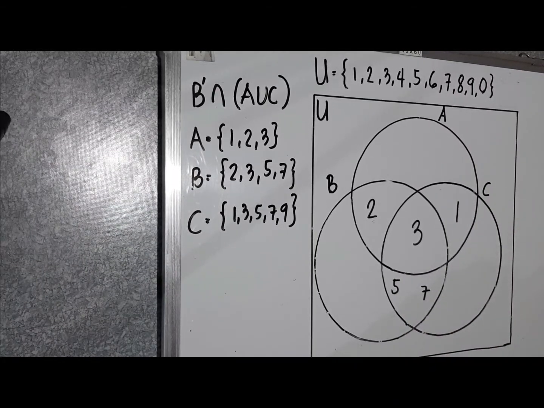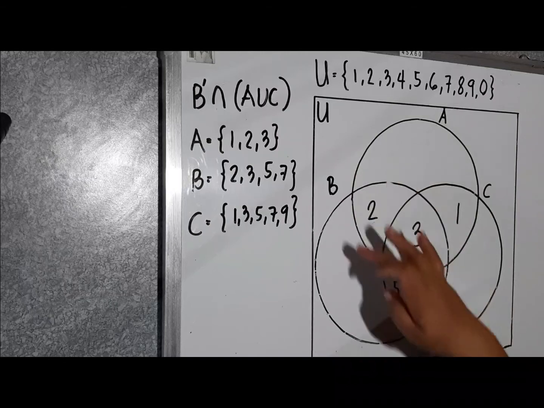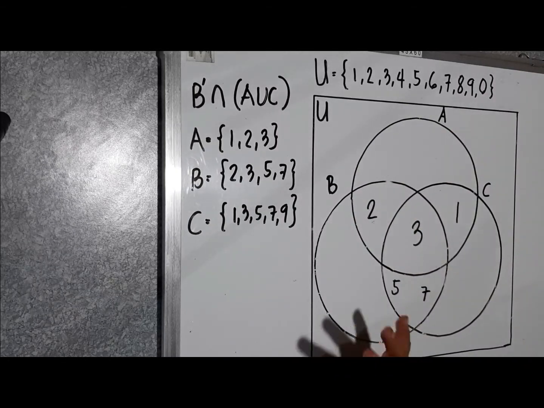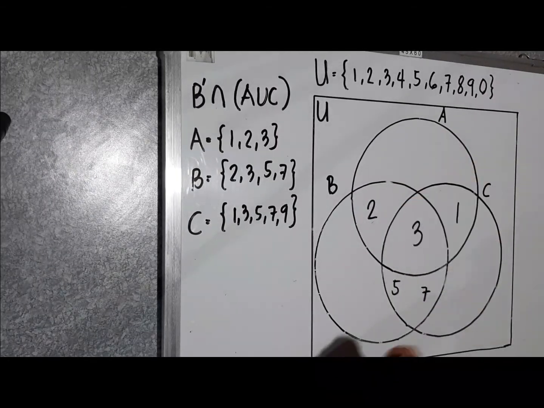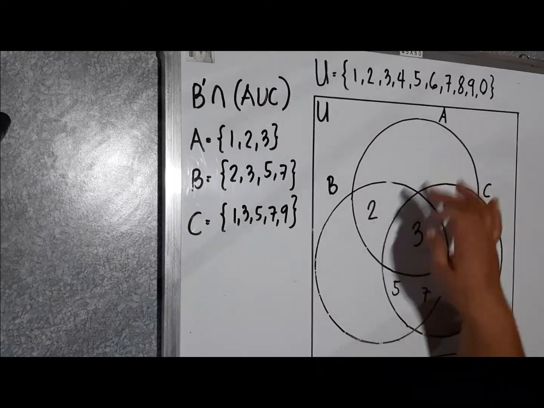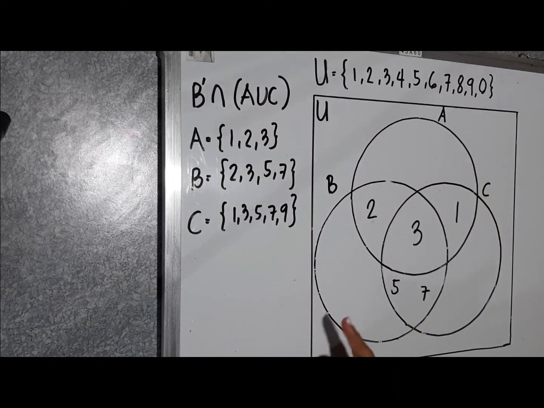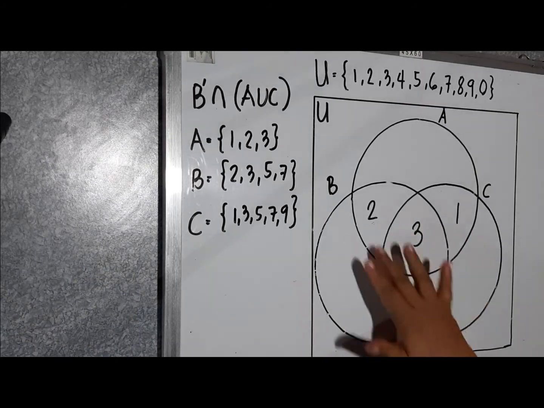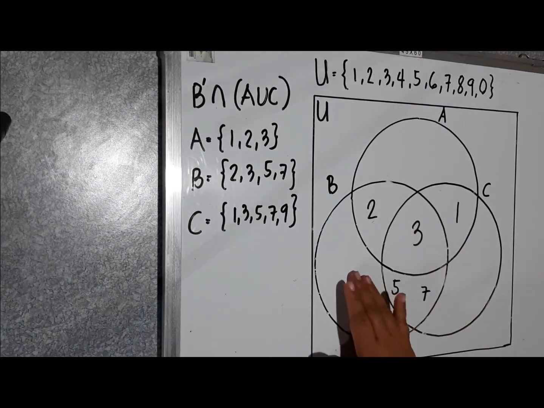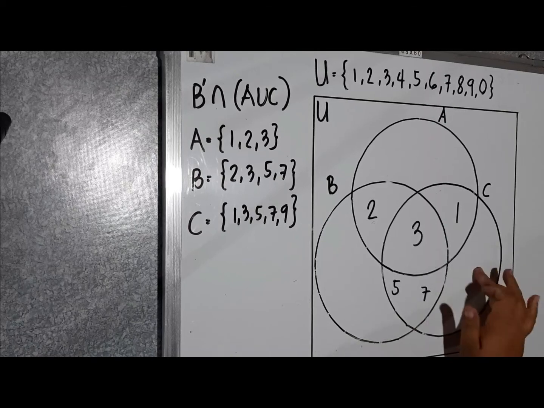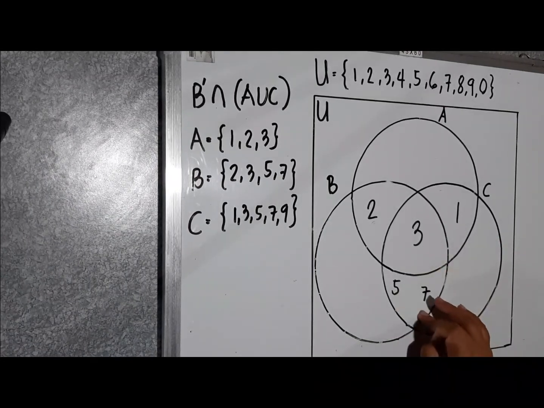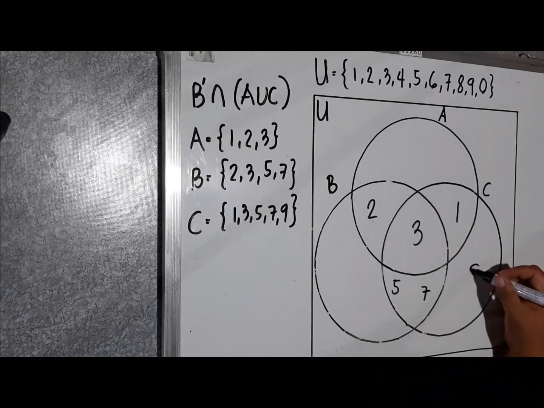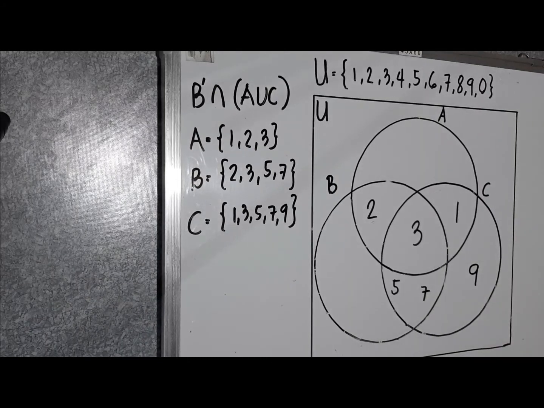Then for letter A, are there elements not yet written inside the circle? So none left. So we will not write any number on this portion. Then, how about B? 2, 3, 5, and 7. All of them are already written, so we don't write anything here. And C, we have 1, 3, 5, 7. So 9 is not yet written. So we'll write it here, 9.